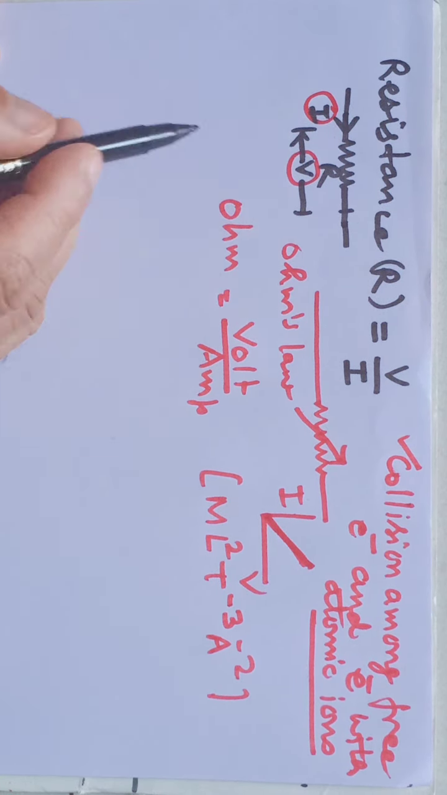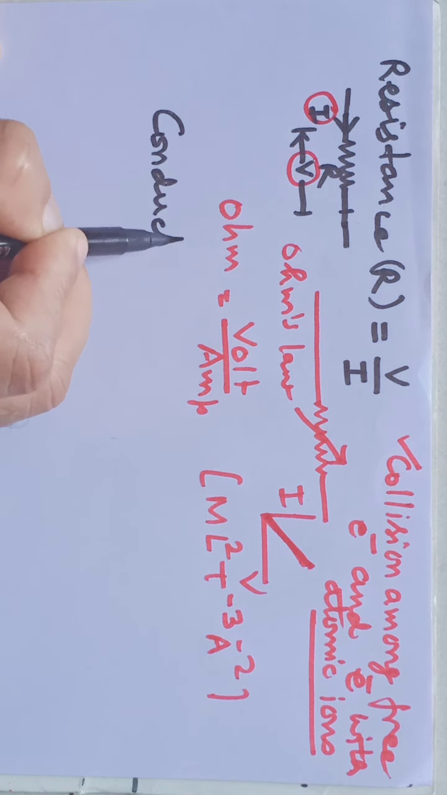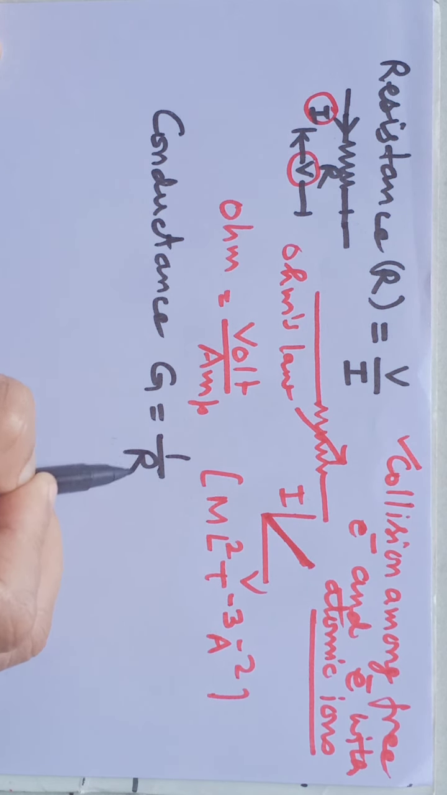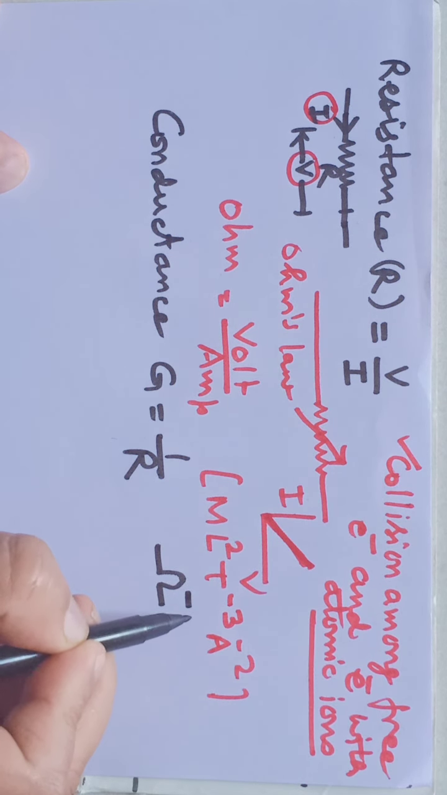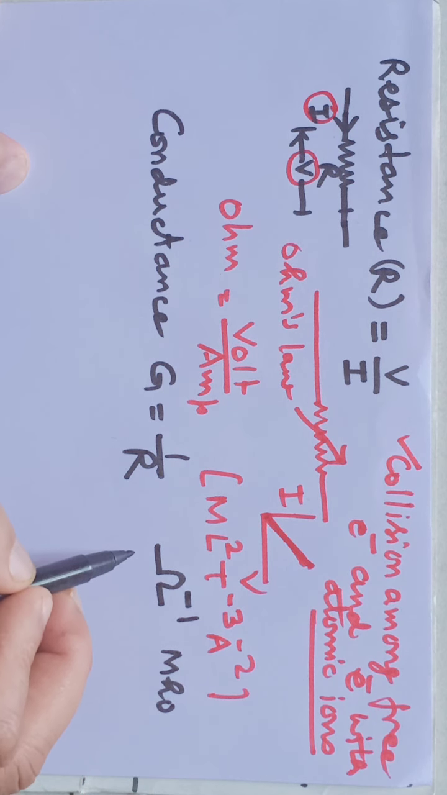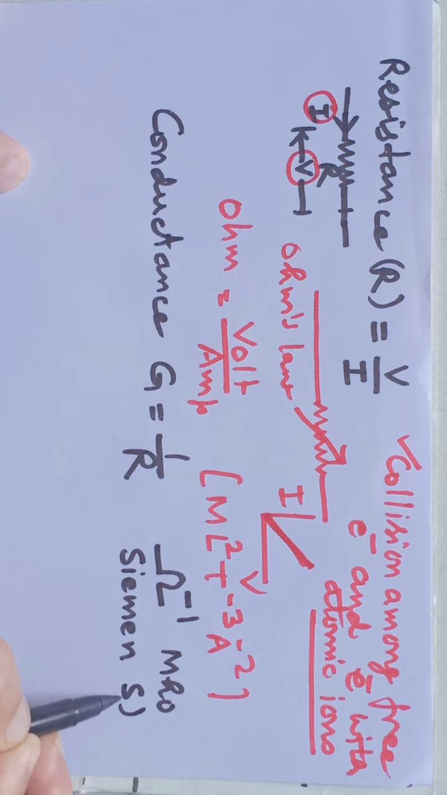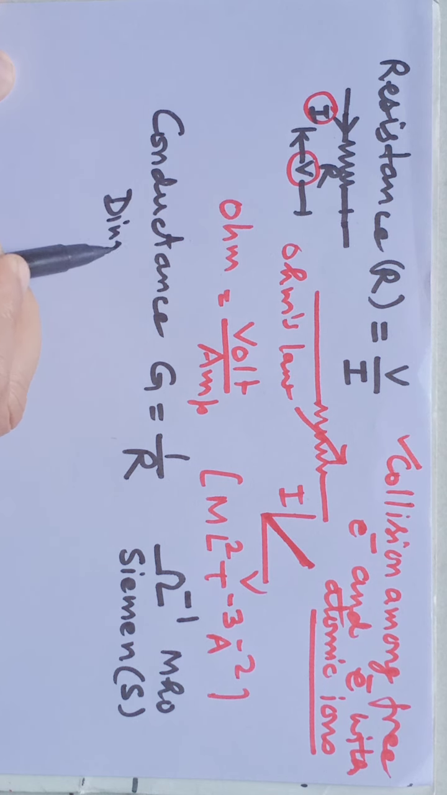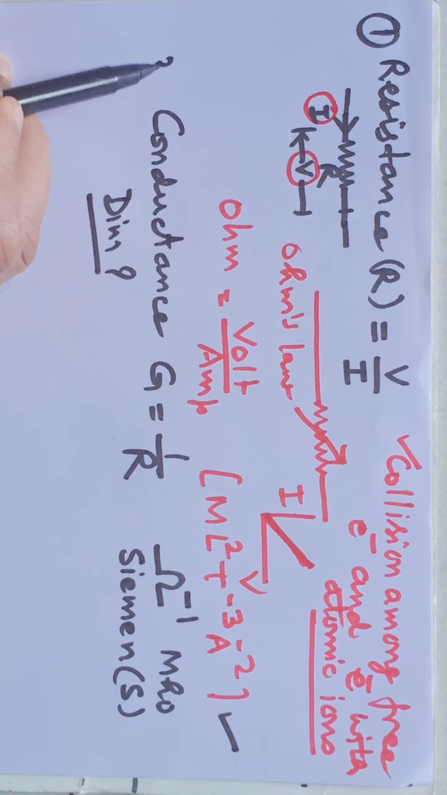The reciprocal of resistance is known as conductance. G is the reciprocal of resistance. So its SI unit will be ohm inverse, mho, or it is also known as Siemens. So find its dimension. It will be the reciprocal of this. This is the first thing.